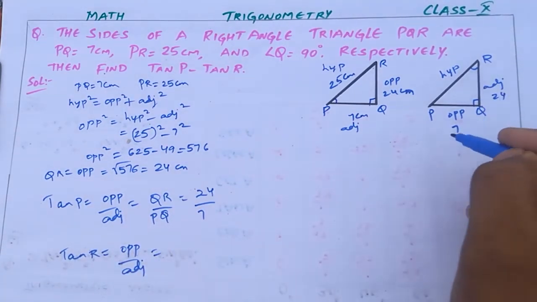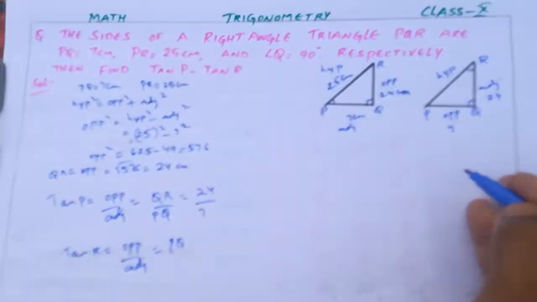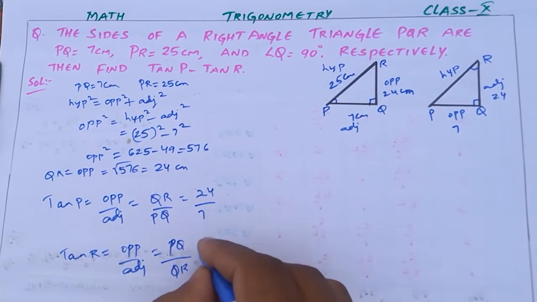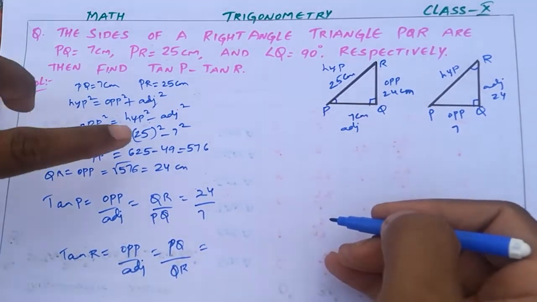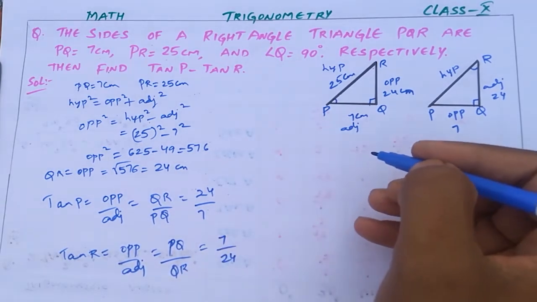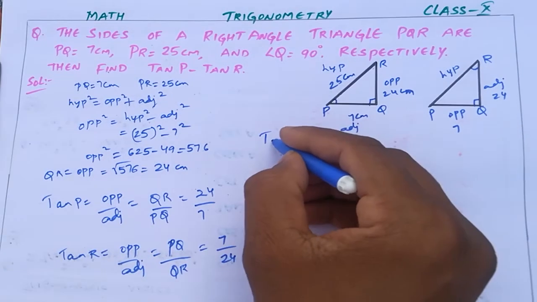What is opposite value according to this one? It is PQ, and adjacent here it is QR. So PQ by QR, the value is 7 by 24. That means the inverse of this one we got. Okay, now what is the question?